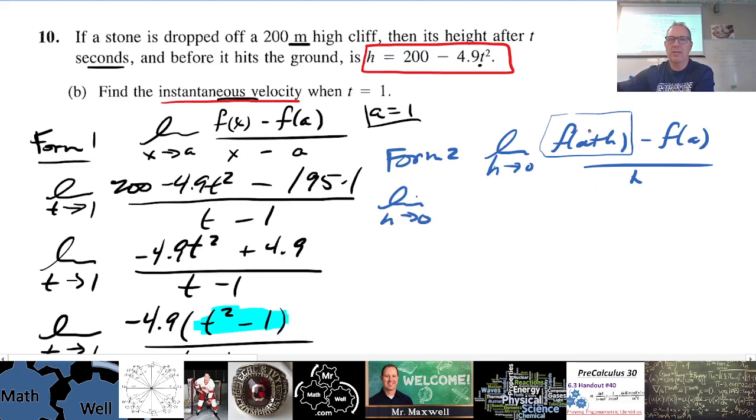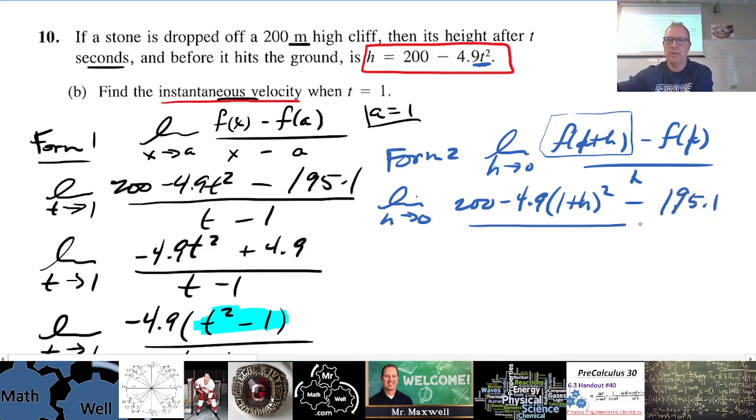Remember, a is 1, so we're going to put 1 in both of those, and 1 plus h is going to go here. So that's going to be 200 minus 4.9 times 1 plus h all squared. F of 1, we said over here, was 195.1, so I'm going to put that, all over h, limit as h approaches 0.